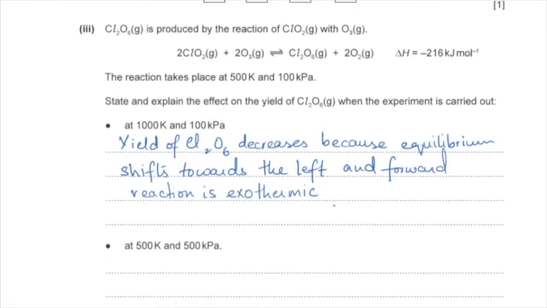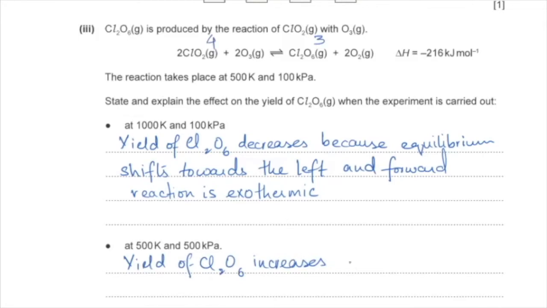Now, we have to state and explain the effect on the yield of Cl2O6 when the experiment is carried out at 500 kelvins and 500 kPa of pressure. Increasing pressure would shift equilibrium to the side which has fewer moles of gases, so equilibrium will shift towards the right and yield of Cl2O6 will increase. So we'll write that yield of Cl2O6 increases because there are fewer moles of gas on the product side. We have 3 moles over here and we have 4 moles on the reactant side.